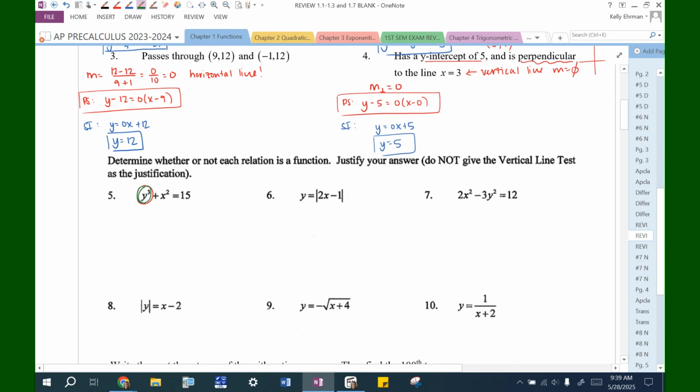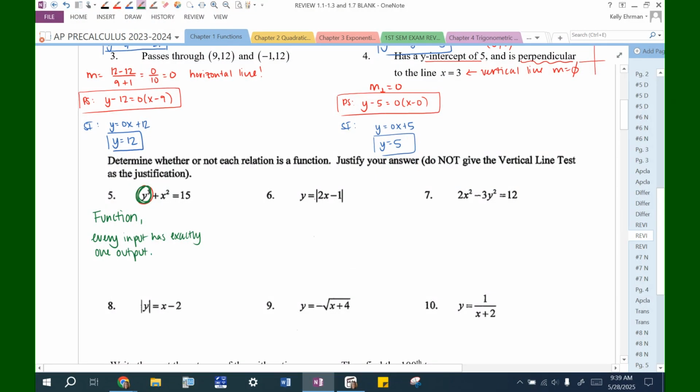So actually, let me try to color coordinate this. This is a function. I'm going to do green for function. Function, because every input has exactly one output.